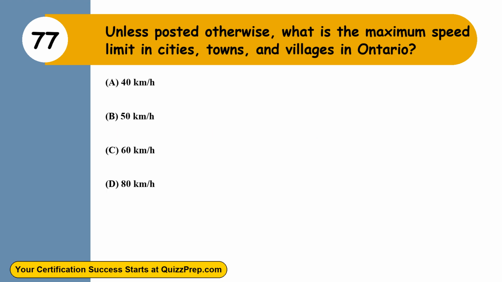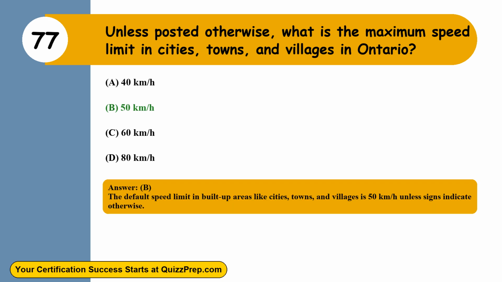Question 77. Unless posted otherwise, what is the maximum speed limit in cities, towns, and villages in Ontario? Option A, 40 km/h. Option B, 50 km/h. Option C, 60 km/h. Option D, 80 km/h. The correct answer is option B, 50 km/h. The default speed limit in built-up areas like cities, towns, and villages is 50 km/h unless signs indicate otherwise.